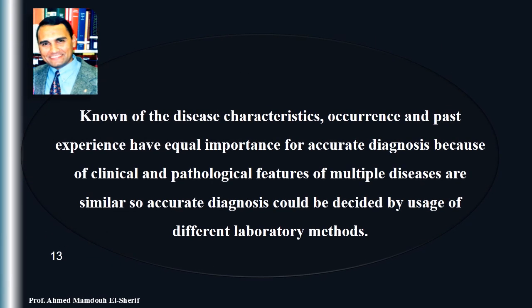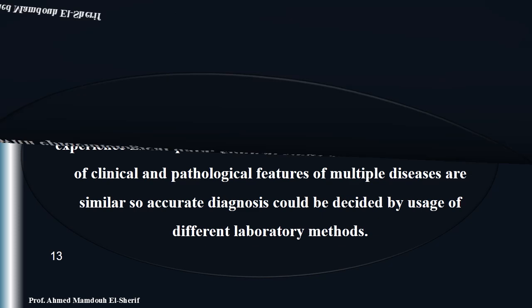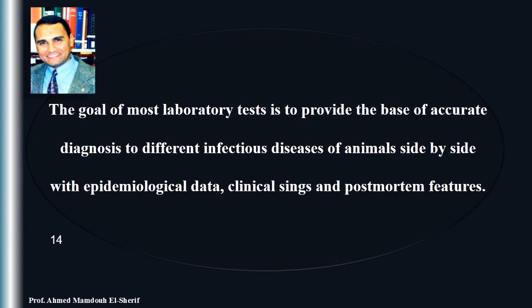None of the disease characteristics, occurrence, and past experience has equal importance for accurate diagnosis, because clinical and pathological features of multiple diseases are similar, so accurate diagnosis could be decided by usage of different laboratory methods. The goal of most laboratory tests is to provide the base of accurate diagnosis of different infectious diseases of animals side by side with epidemiological data, clinical signs, and post-mortem features.